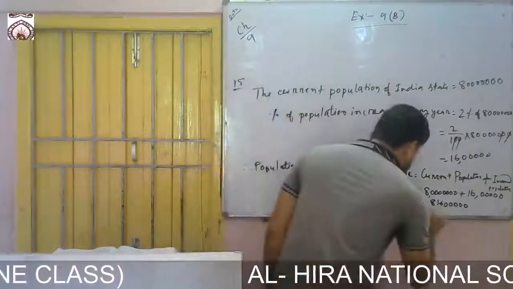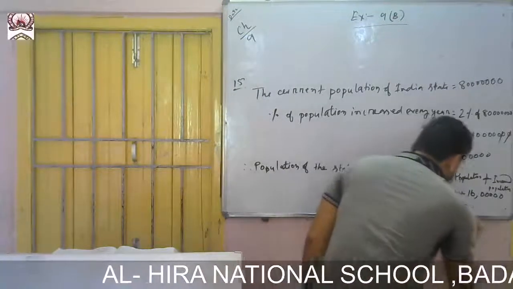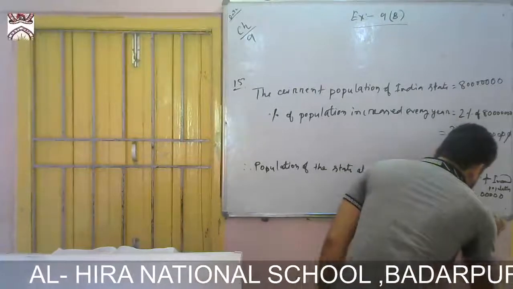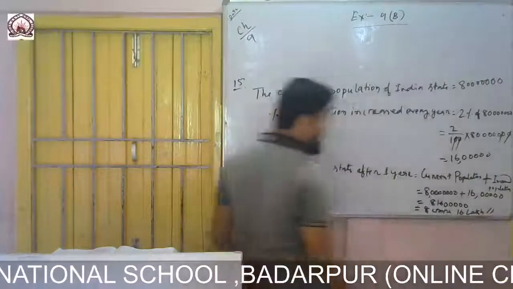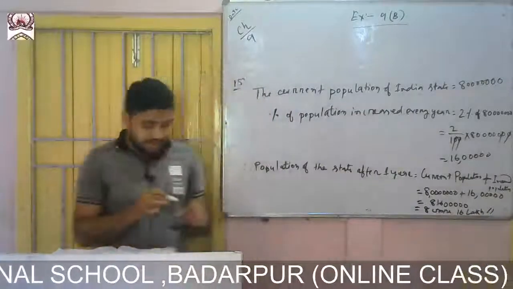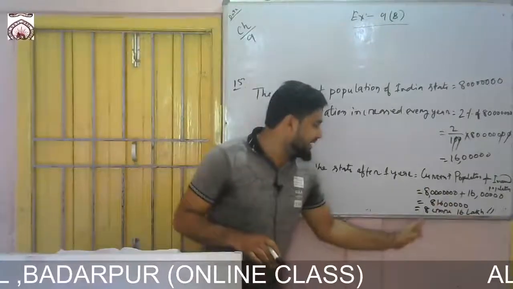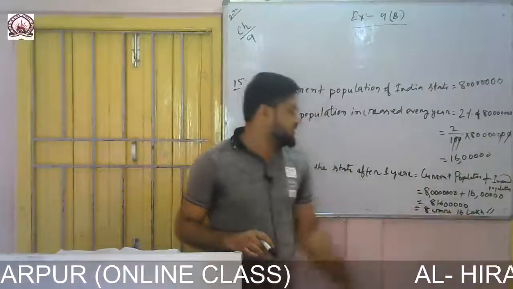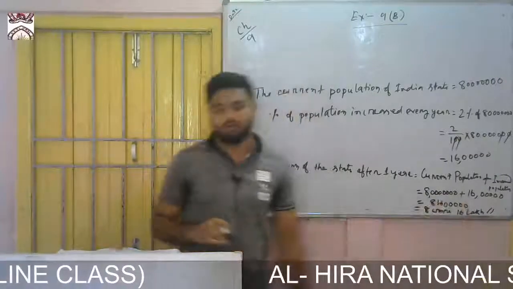So I can write this one like this: 8 crore 16 lakh. That is the answer. 8 crore 16 lakh is the answer. So 8 crore 16 lakh can be written as 8.16 crore. So same.